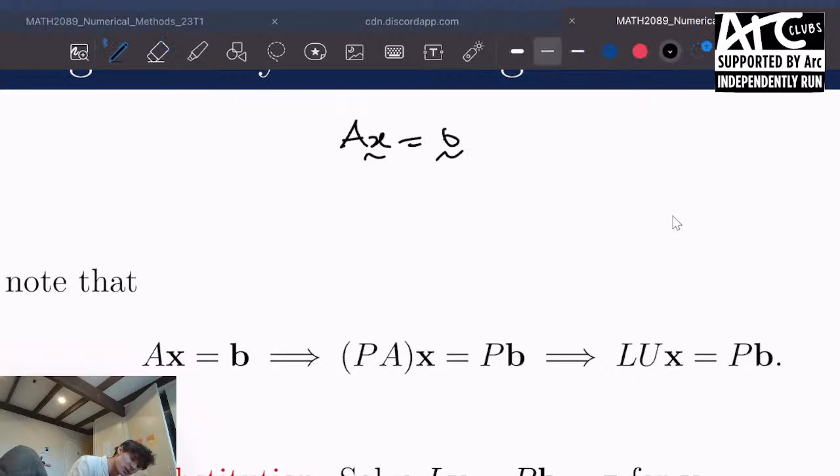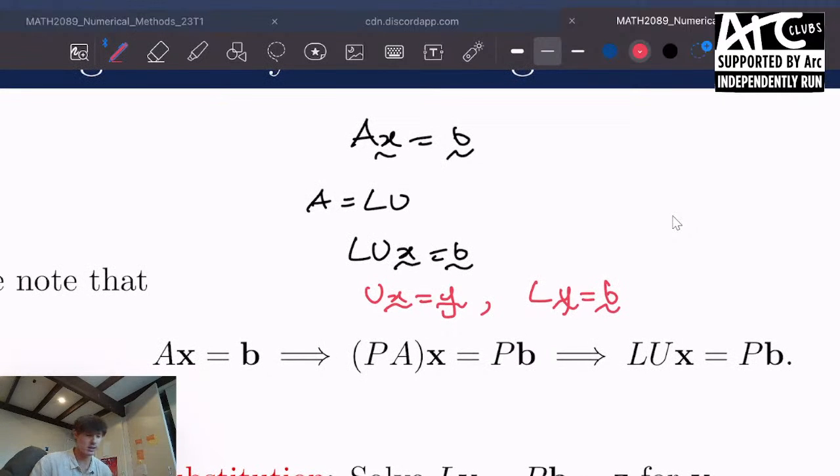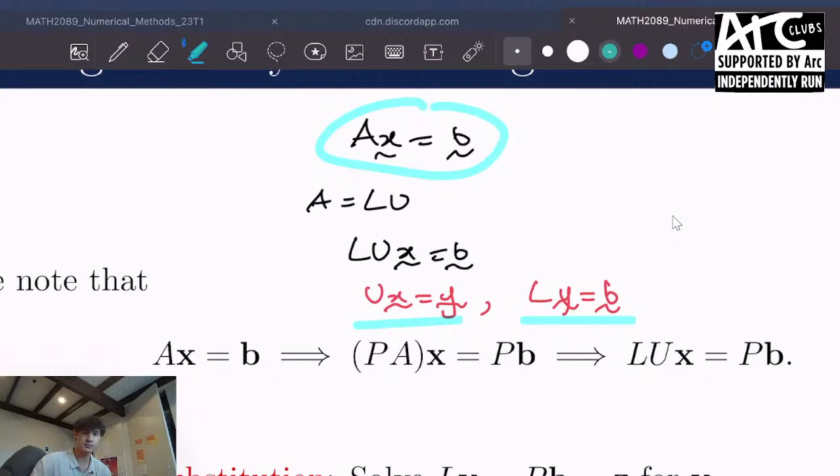Let's suppose that we know that A equals LU, then we can write it as LUx equals b. Now we're just going to do a little substitution. We're going to say Ux equals y, okay? And then we have another equation, Ly equals b. So we've split this linear system into two component equations. But the benefit is that each of these equations is very easy to solve.